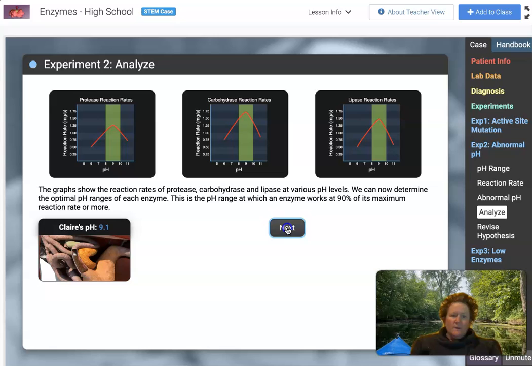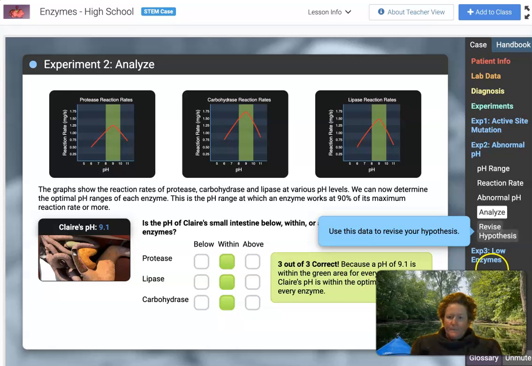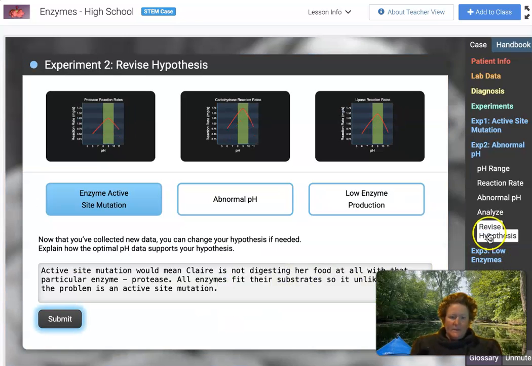So let's measure Claire's pH. Is the pH of Claire's small intestine below, within, or above the optimal range of each enzyme? Well, we decided the sweet spot was around 9 for all 3 enzymes, and Claire's at 9.1, so she's within normal for all 3 enzymes. So let's revise our hypothesis.